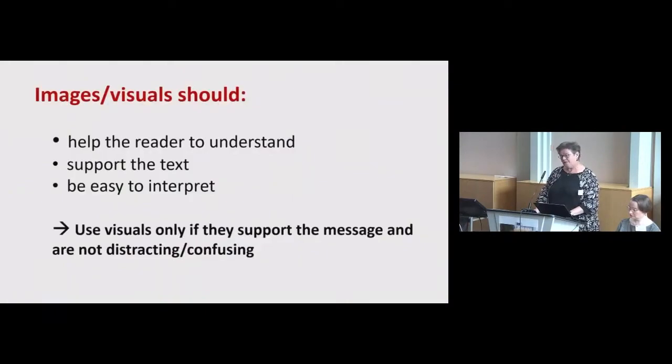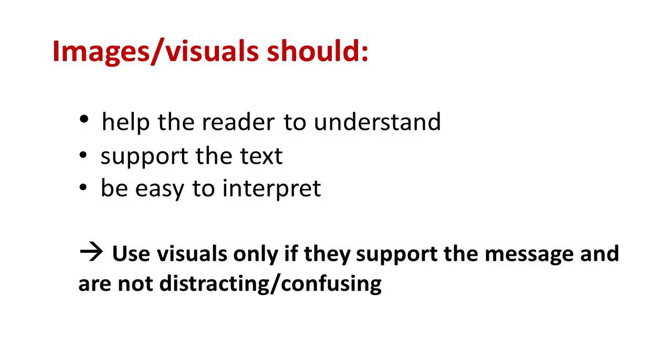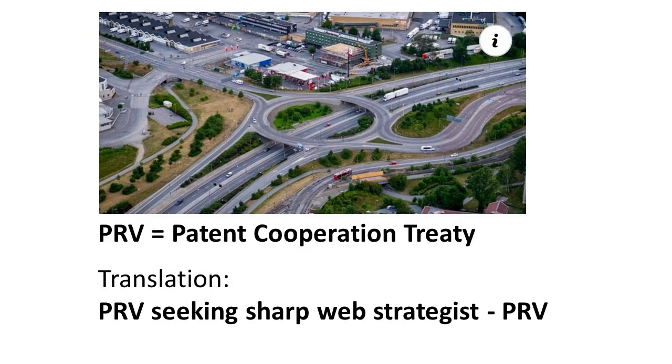So images should help the reader to understand, support the text, and be easy to interpret. And you should only use visuals if they do support the text. Don't just use pictures for decoration in easy language information. Here is one example where they did not follow that rule.